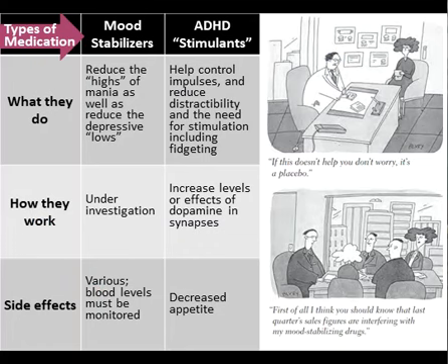So, types of medications continued. Mood stabilizers and ADHD stimulants. What do they do? A mood stabilizer reduces the highs and mania as well as the depressive lows. How do they work? Well, we're still trying to figure that out; it's under investigation. The side effects: various. Blood levels must be monitored seriously. ADHD stimulants help control impulses and reduce distractibility and the need for stimulation, including fidgeting. How do they work? They increase the levels or effects of dopamine in the synapses. And what are the side effects? Decreased appetite.